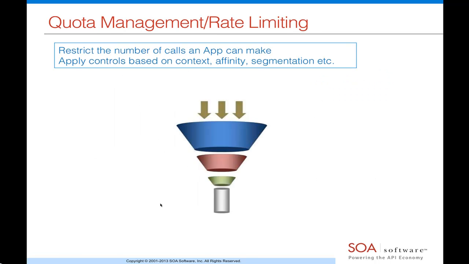And finally is quota management and rate limiting. Depending upon how your API is being used, you need to monitor it extremely closely. You need to manage where your API is getting accessed from and how many operations are being accessed. You need to monitor any anomalies.